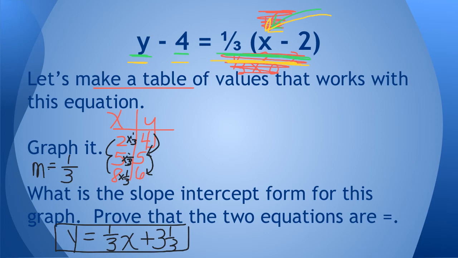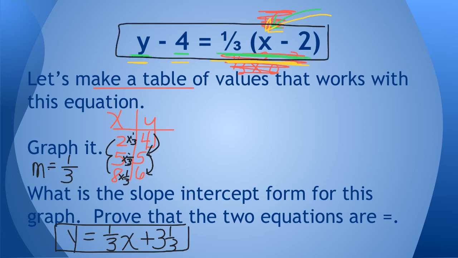So I feel this is the equation of the line. Would you look at your graph? Does it pass through the y-axis at 3 1/3? Does it go up 1 to the right 3, up 1 to the right 3? All right, well, let's go back to this guy.